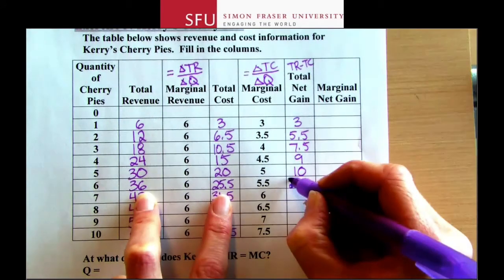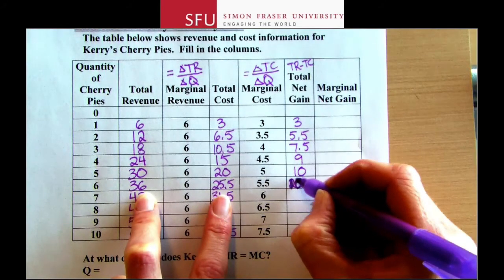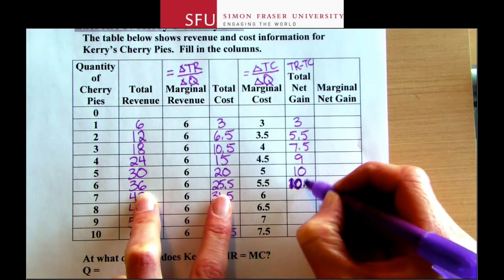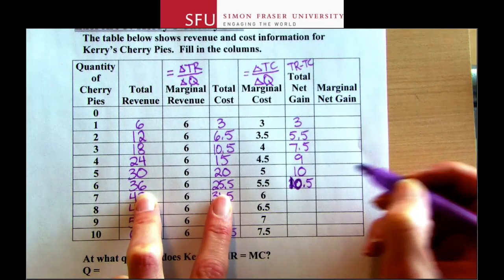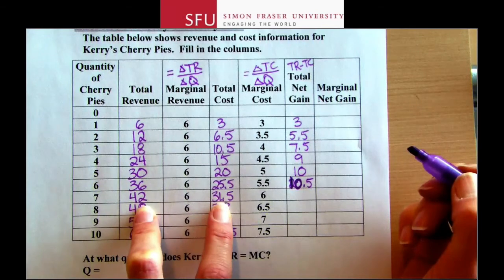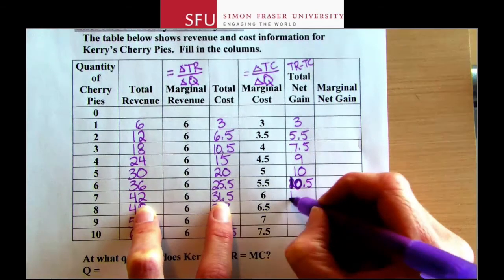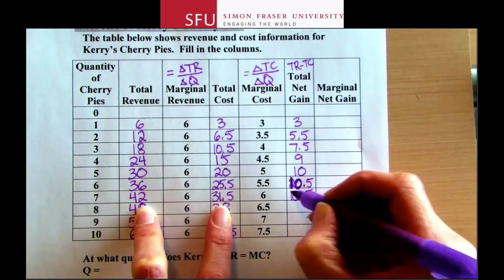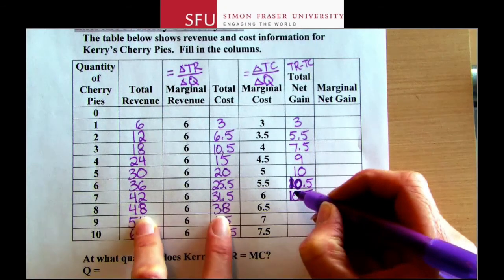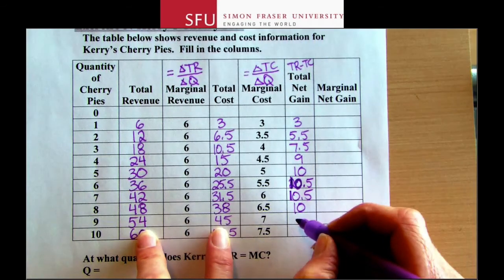Oops, sorry, it should be 10.5. 42 minus 31.5, that's also 10.5. Then 10.